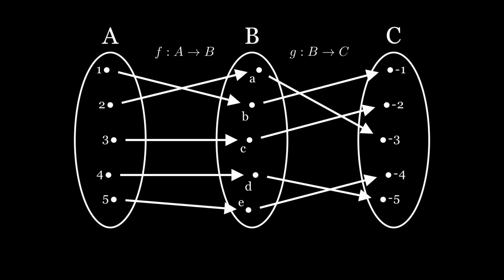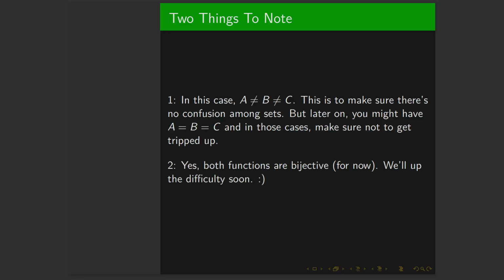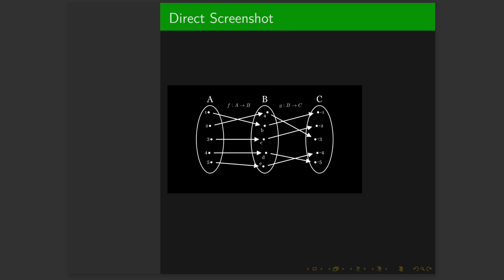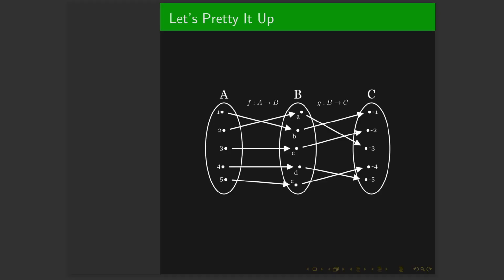You apply one function, then you apply the next function. There's two things to note here, just before we get into the nitty gritty. In this case, A and B and C are completely different. This is so that there's no confusion, but later on this might not be the case when you're doing worksheets or problems, so you know. And yes, both functions are bijective for now. Don't worry, we'll deal with that later. So we're just going to import it in here, and look, it's so nice.